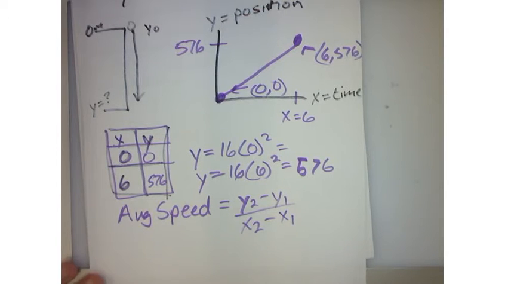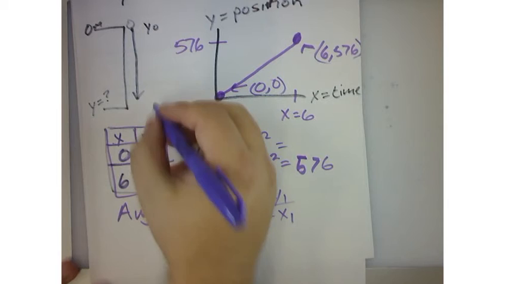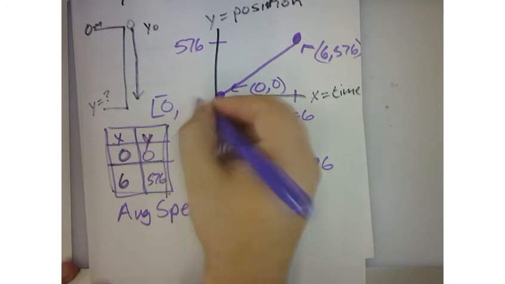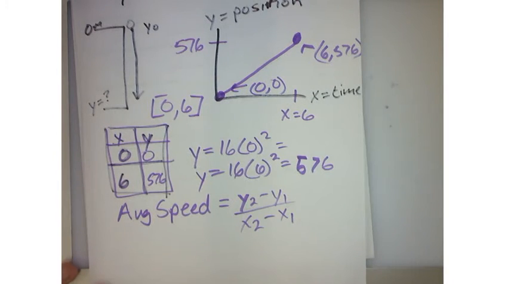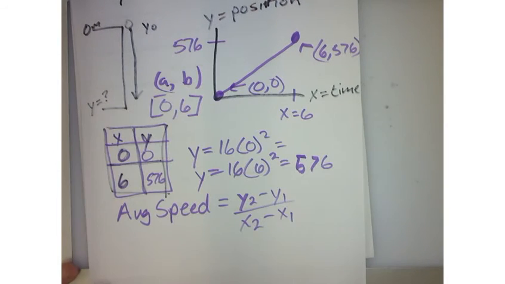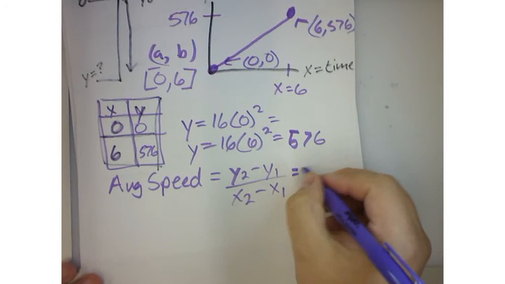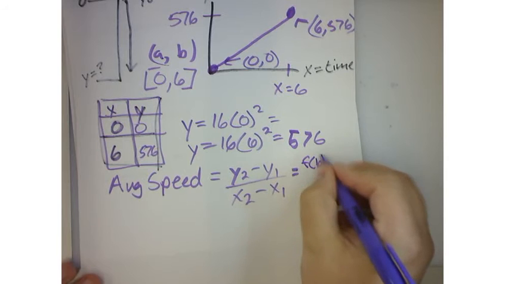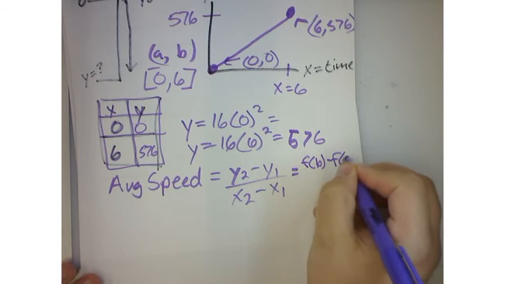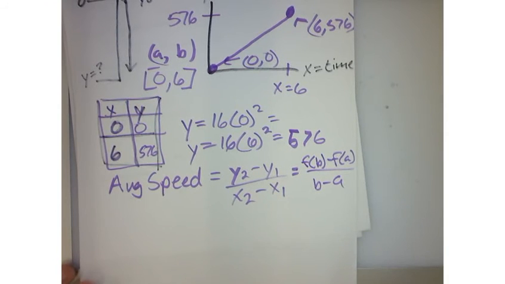But your textbook writes it a little different. They say that we're traveling on the interval from 0 to 6 in the x direction. And so this is like a comma b. But the y values are the function evaluated at a comma b. So in your textbook, they write it a little different. They say f of b minus f of a all over b minus a, which is the same thing.